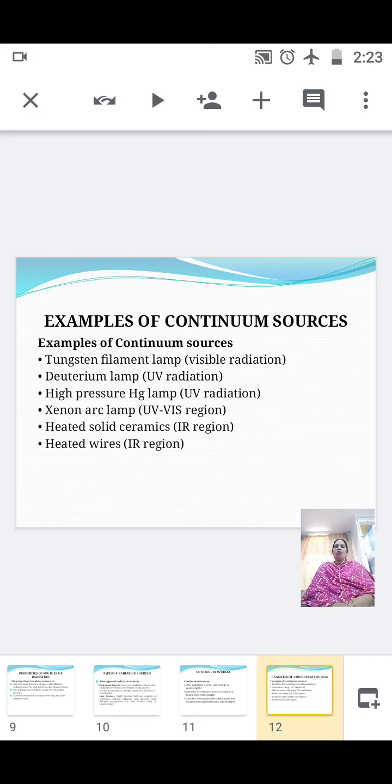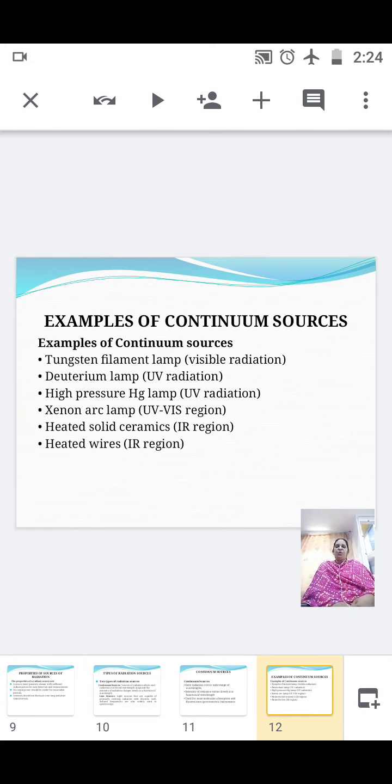Continuum sources are those radiant sources whose features are that they emit radiation over broad wavelength ranges, and the intensity of the radiation changes very slowly as a function of wavelength. The examples of continuum sources are the tungsten filament lamp, which is used in the visible radiation.